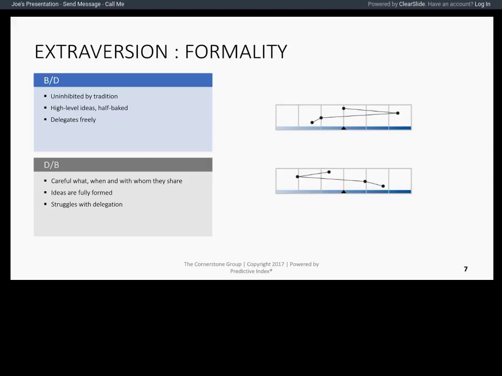On the flip side, folks that are high in formality, low in extraversion, so high D, low B, are very careful about what they share, when they share it, and who they share it with. Ideas are fully formed when they share them. Everything is really buttoned up and thorough and well thought out. And for them, delegation tends to be more of a challenge because that comes with trust and oftentimes also comes with time to develop that trust. So again, that is extraversion factor B and formality factor D.